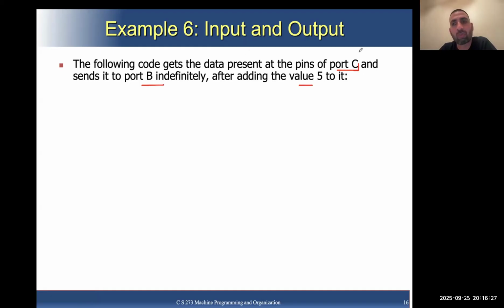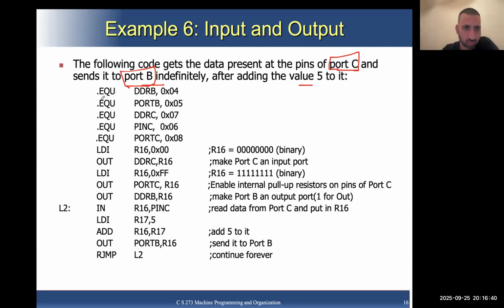So you need to configure port C in input mode and port B in output mode, and then read values, add 5 to it and send to port B. So how can you do this? Here we are simply using directives to equate DDRB with its address 0x04, because we don't want to use the addresses in our assembly. We want to use the names of the registers because it is more readable. We are doing the same thing for PORTB, DDRC, the PINC register and the PORTC register.